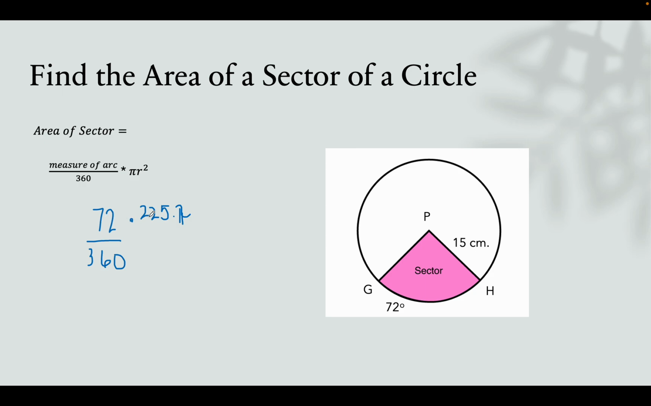So 72 times 225 is 16,200. Then I'm going to divide that answer by 360. Divided by 360 equals 45. So when I go 72 times 225, and then divide that by 360, this equals 45.